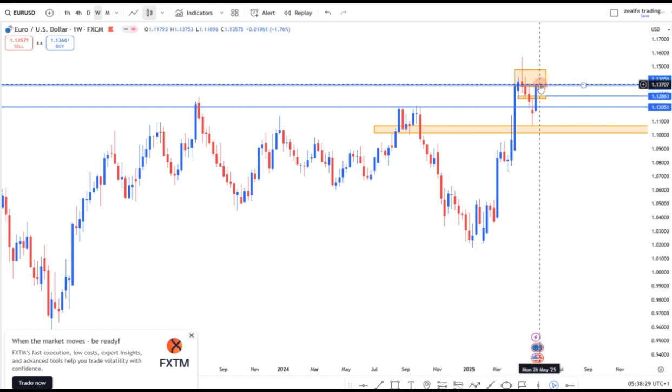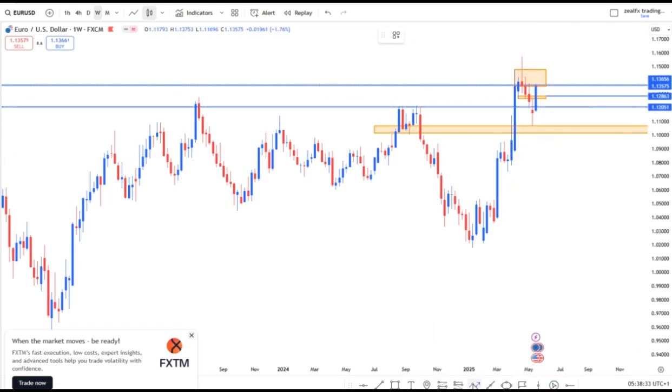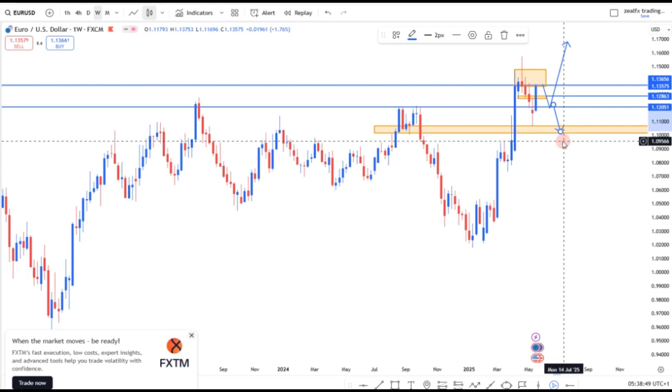If price needs to move back to this next resistance area, we look out for any possible buying opportunity. But if price breaks this level, we expect a further downtrend on the Euro USD. If price breaks this level, we expect a further downtrend to this support level on the Euro USD.